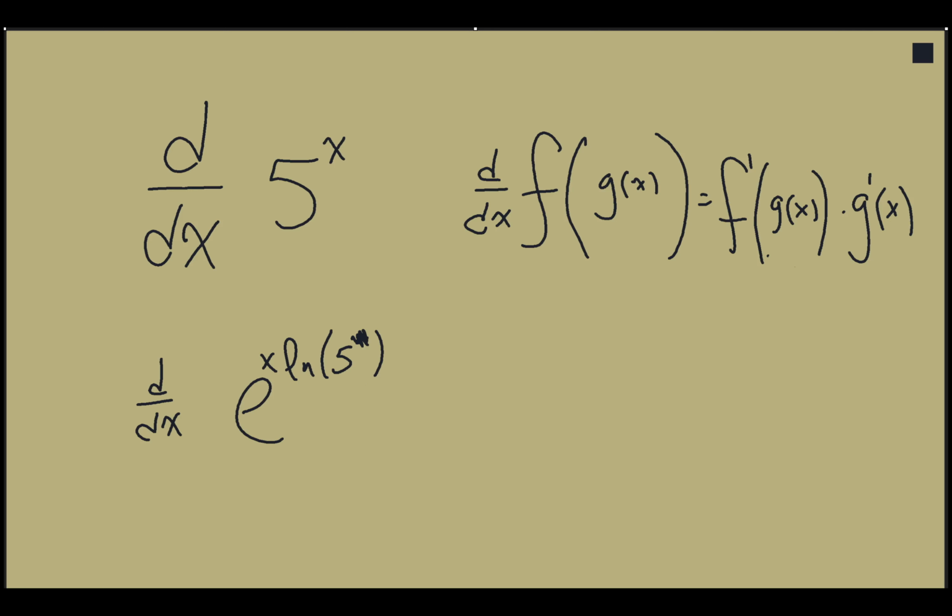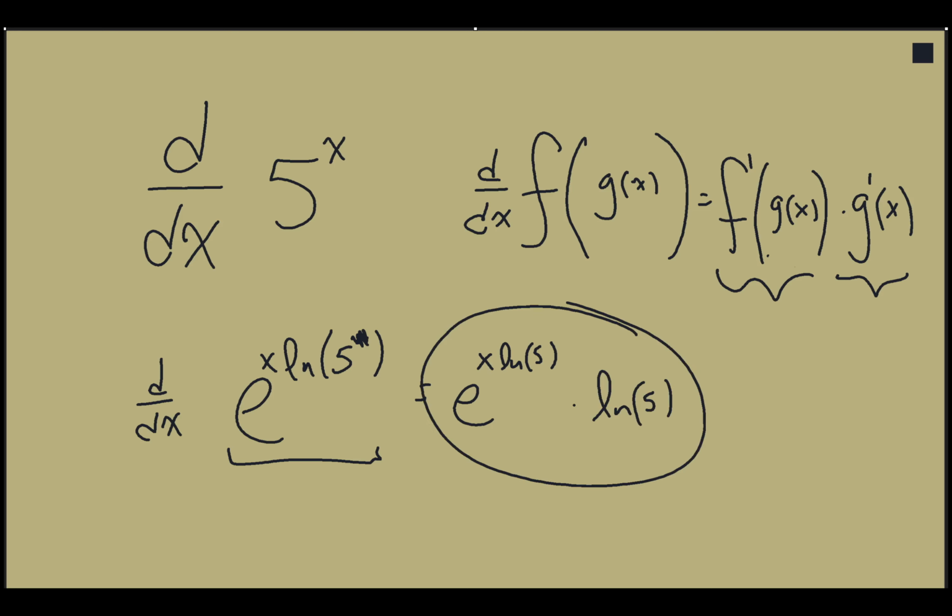So when we do the chain rule, it says take the derivative of the outside function. Well, that's the original because we have an e to the x function here. So it's e to the x ln 5 times the derivative of the inside function. And what's the derivative of a number as a coefficient for x? It's just the number. And this is the answer.